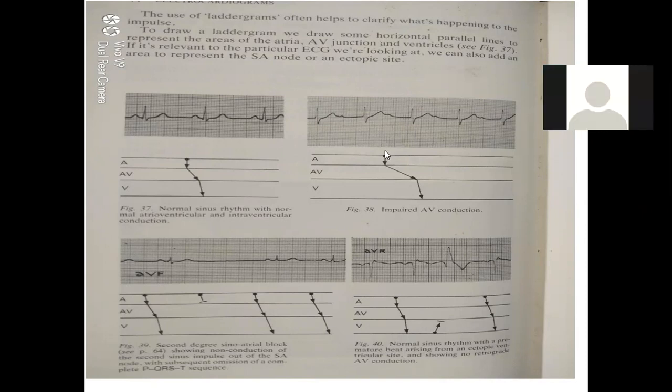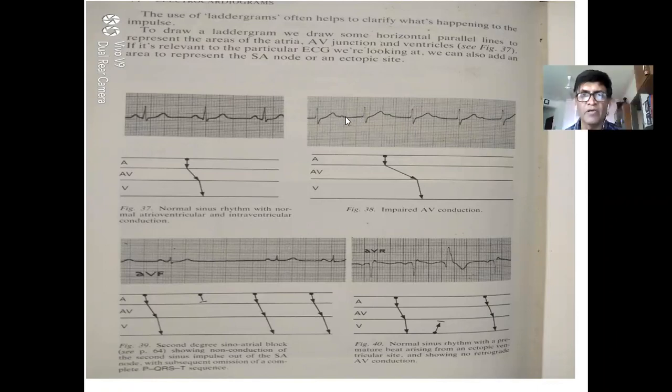P wave is missing. Where is the P wave? This is the P wave. Can you see? Yes. Where is the PR interval? Is it normal or long? Long. You can see? So the PR interval is prolonged.